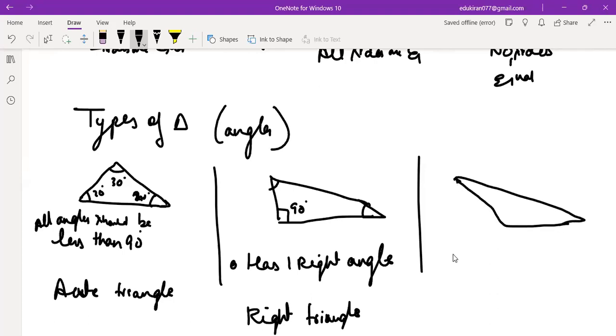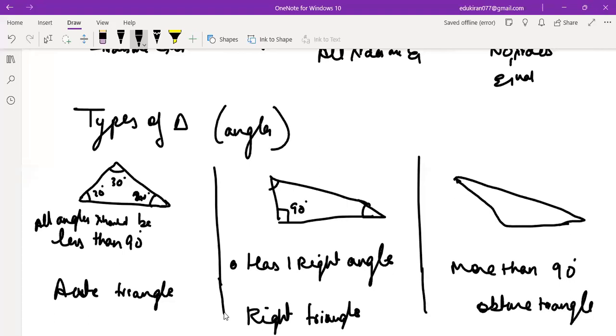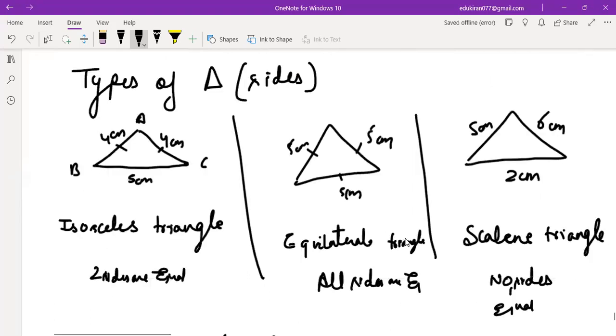In this, obtuse angle, more than 90 degrees. Clear? So this is what makes an obtuse angle triangle. So on the basis of angles, how many triangles are there? Acute angle triangle, right angle triangle, and obtuse angle triangle. Clear? Like 120.